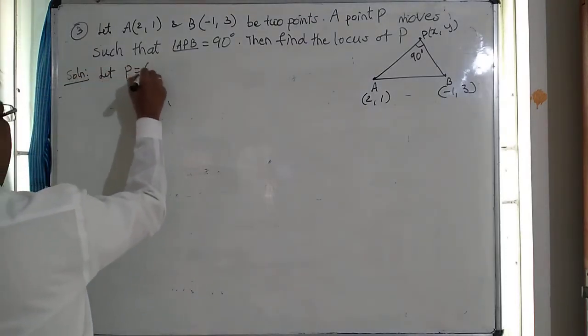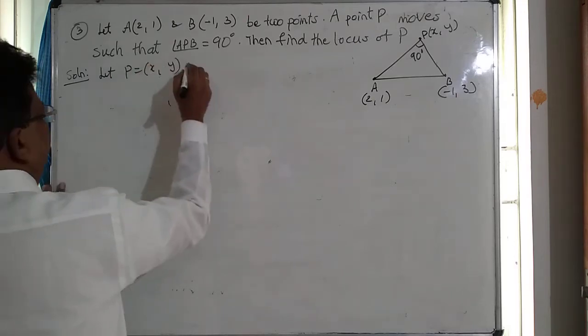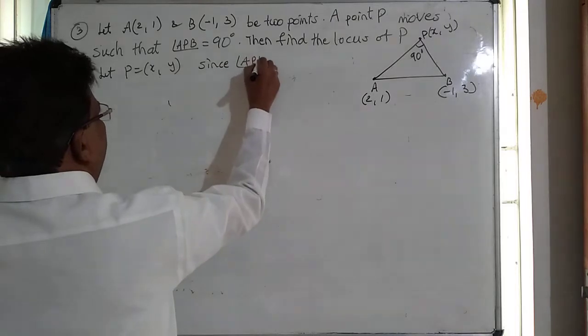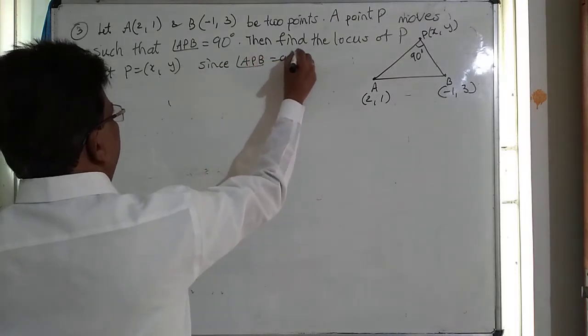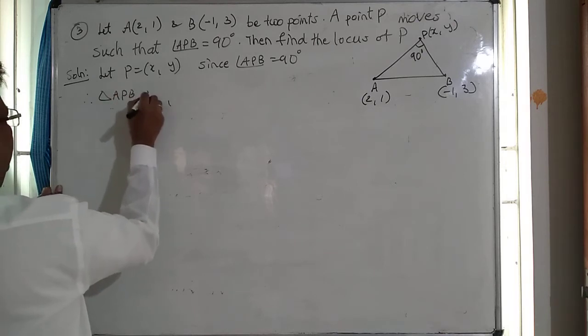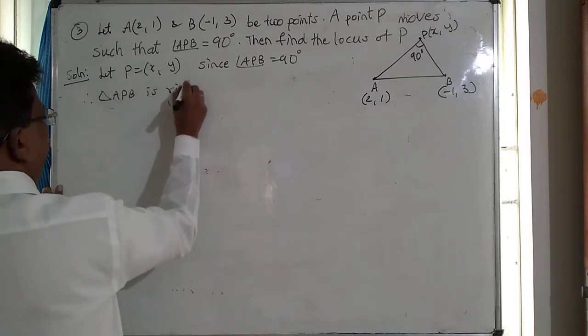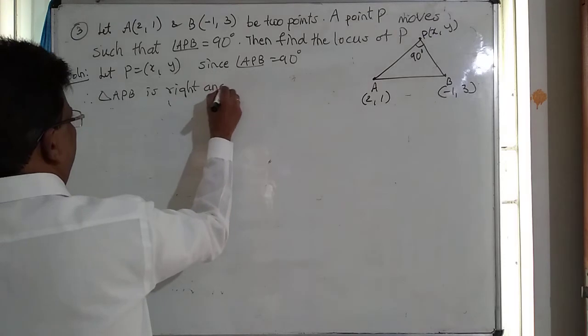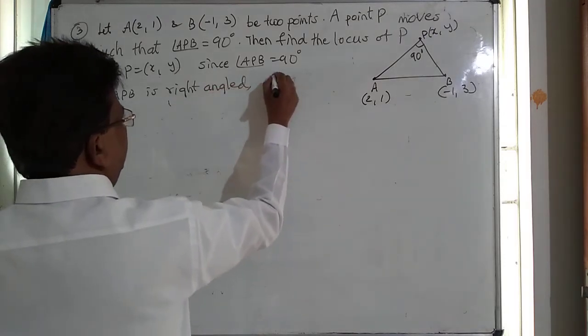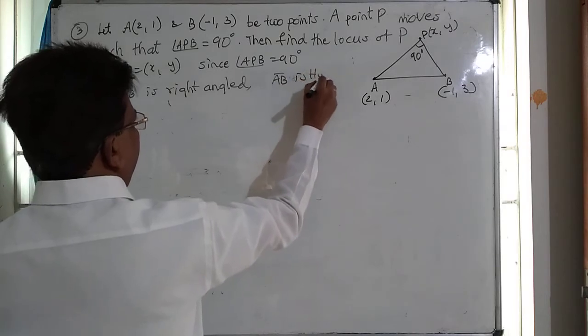Let P is equal to x comma y, and since angle APB is equal to 90 degrees, therefore triangle APB is right angled. So AB is the hypotenuse.